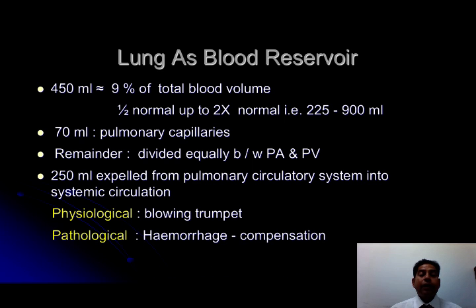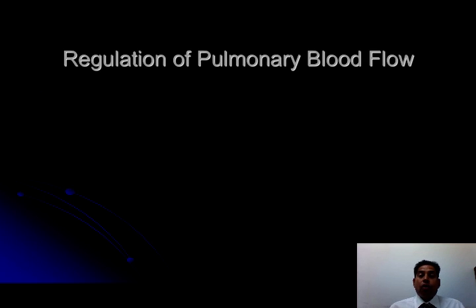It can also occur as a pathological condition, like in hemorrhage. So, to compensate for the low volume of blood in the systemic circulation, blood from the pulmonary circuit may be transferred into the systemic circulation to cover for or compensate for the low volume. Now, how do you regulate the pulmonary blood flow?